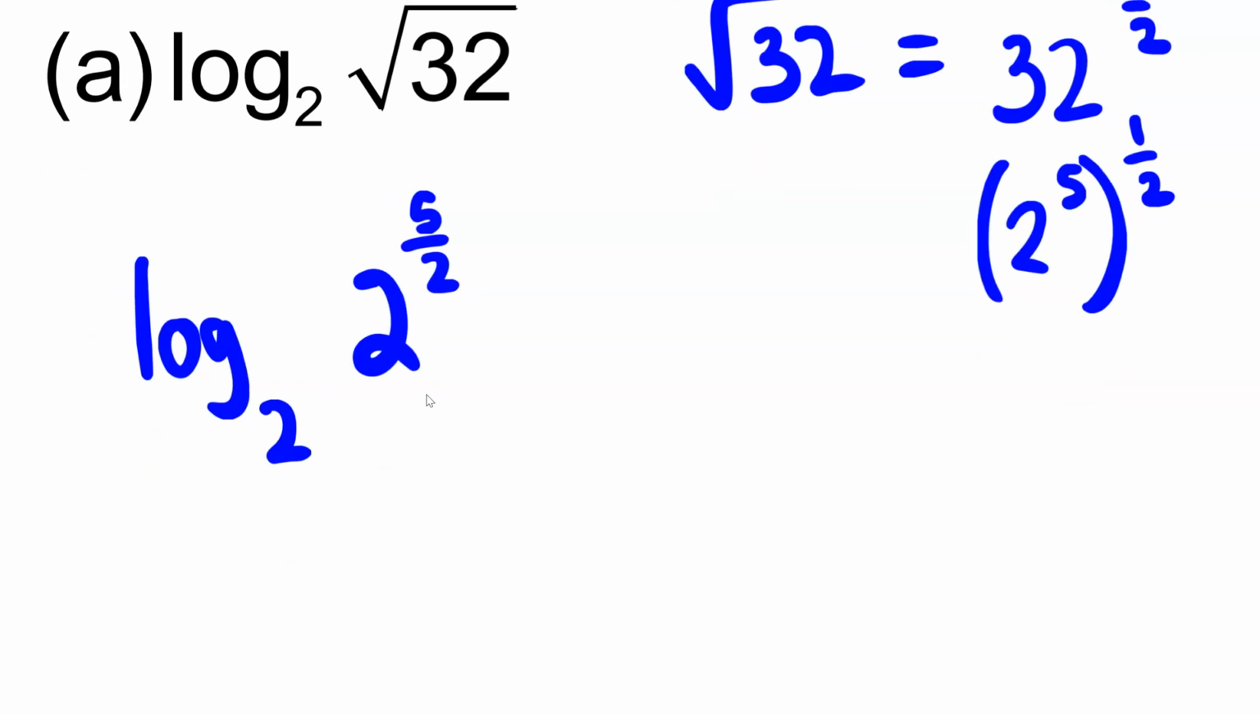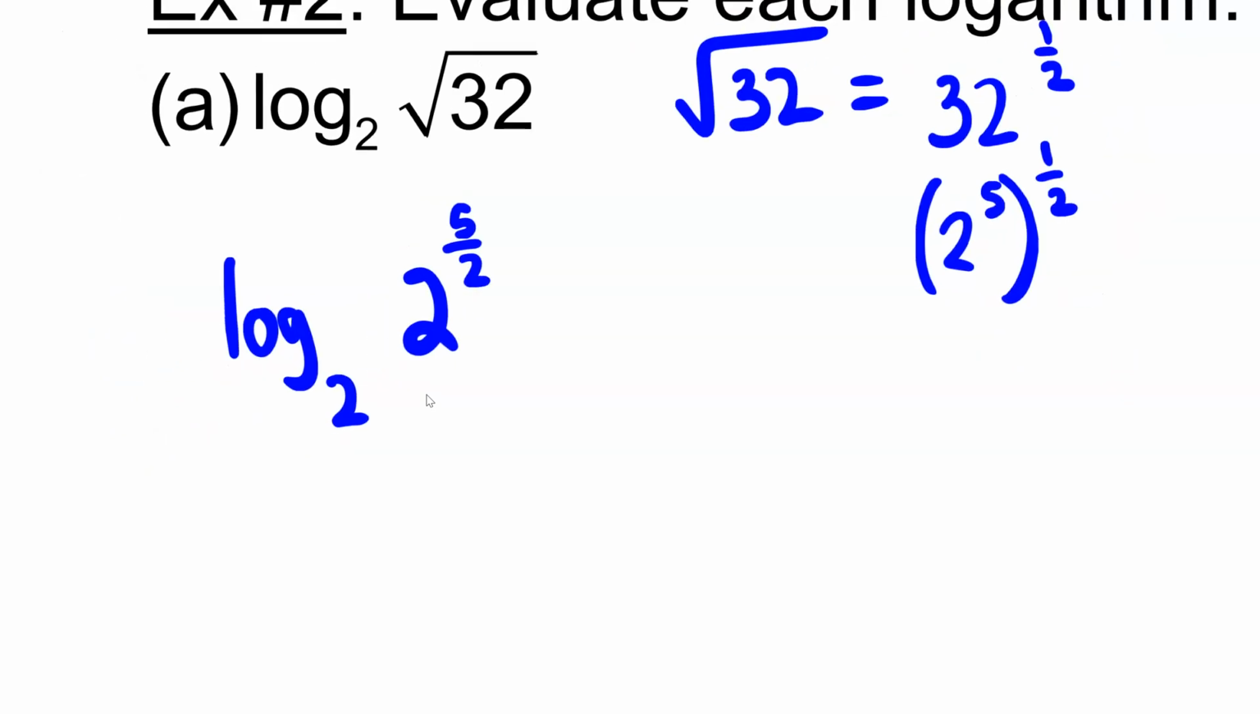So root 32 is the same thing as 32 to the 1/2 power. 32 is just 2 to the 5th power. So when I have an exponent to an exponent, you just multiply them. 5 times 1/2 is just 5 over 2.